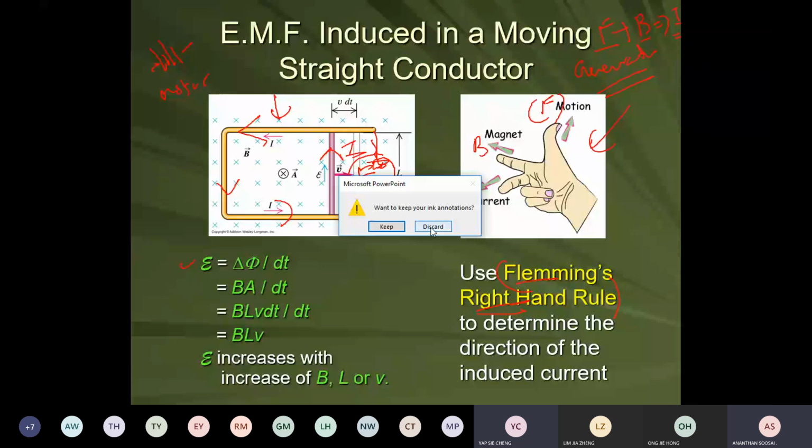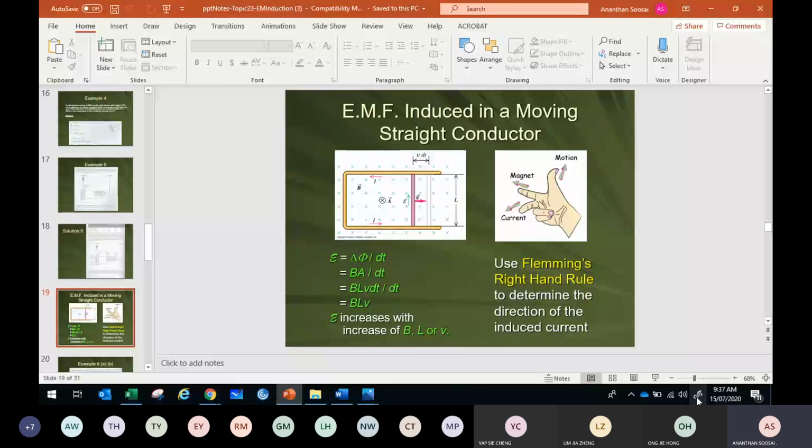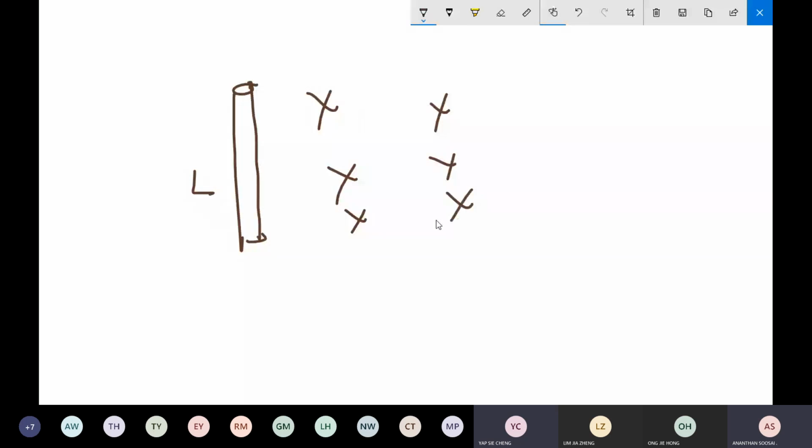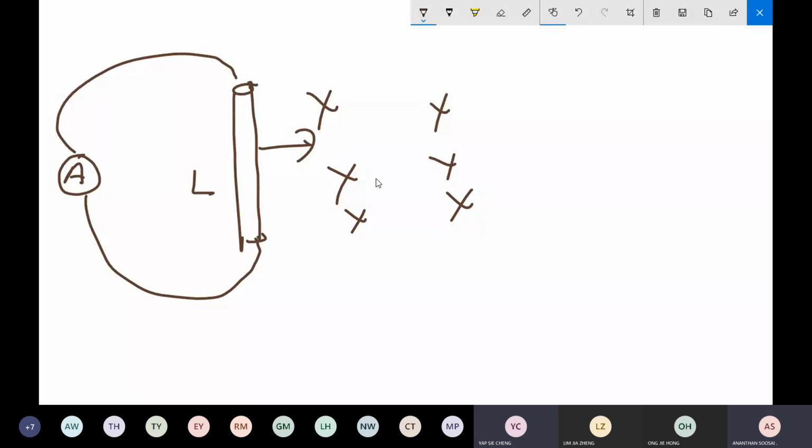Let me show you something. Okay, let's say you have a conductor. There's a length of L. This is called a magnetic field. It has its own circuit. You have put an ammeter in its own circuit. This bar you move forward. Okay, move forward. Now what happened?